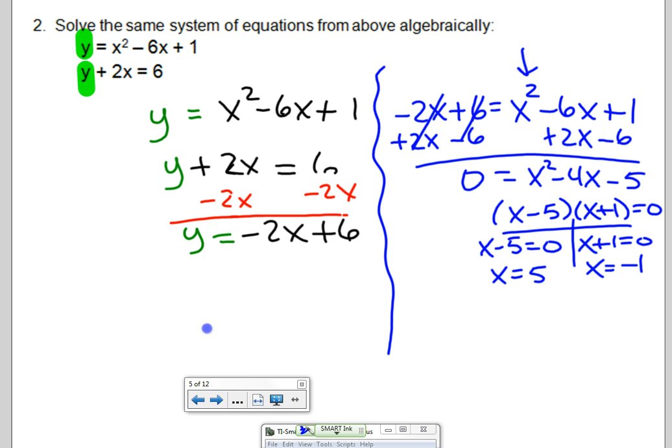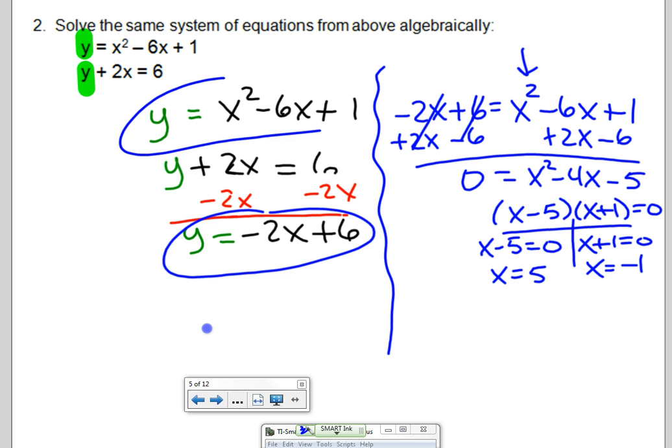Then what a lot of students do is they stop here, and they have to realize that when you're solving a system, you need to find both the x and the y values. Now we go back up to the drawing board. y has two values. y either equals this or y equals this. You can technically choose either one you want. I'm going to use this just because it's simpler looking.